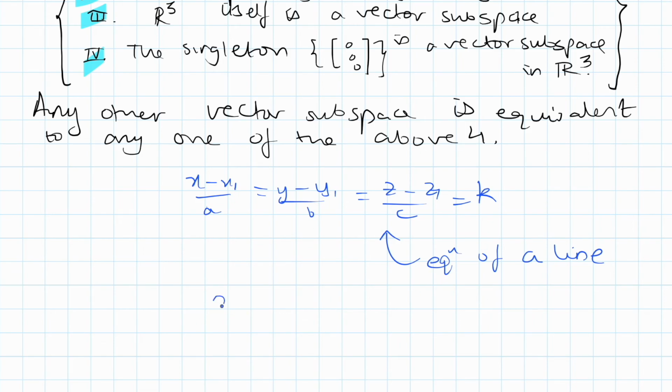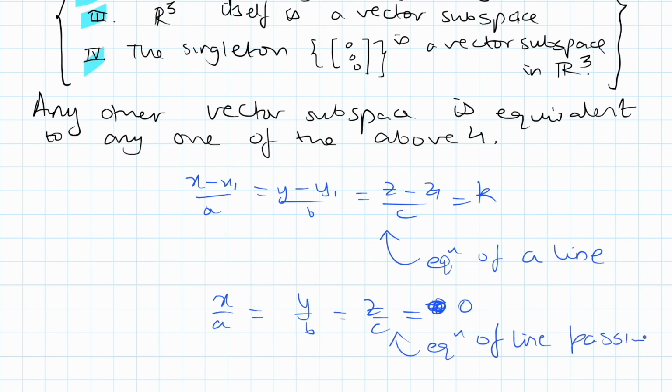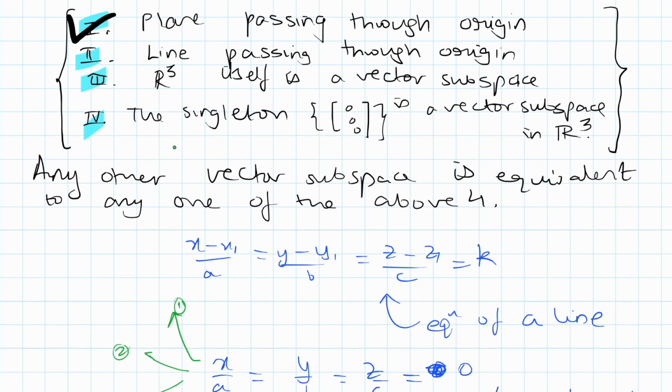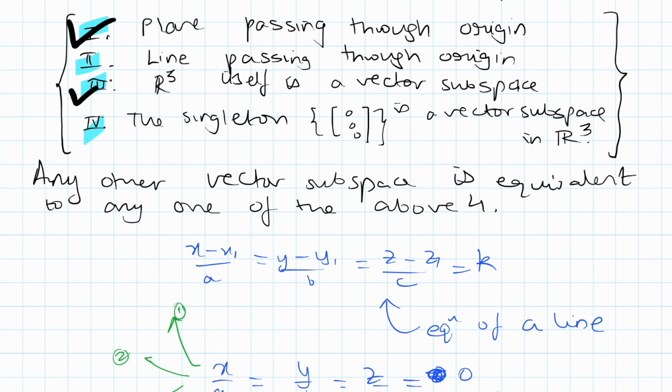So for a line passing through the origin, we have x by a is equal to y by b is equal to z by c. So this is the equation of a line passing through origin. So this is an example of a vector subspace. How do we check that it's an example of a vector subspace? Just check the rules number 1, 2 and 3. Those will prove that this is a vector subspace. And similarly for 3 and 4, these are also vector subspaces as well. So it's a very important concept.